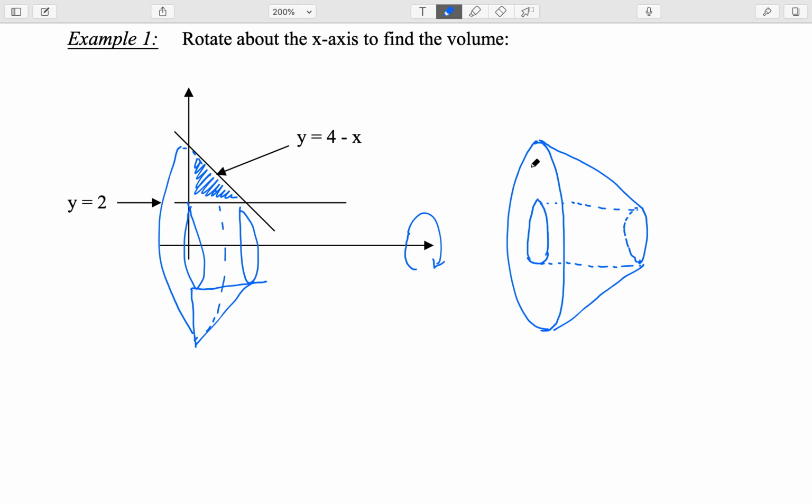Because this was a straight line, this is going to be a cone, right? Or part of a truncated cone. A cone, if it went on forever, but truncated means it's been chopped off. Boop. That's what truncated means.